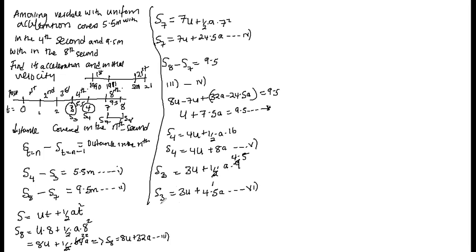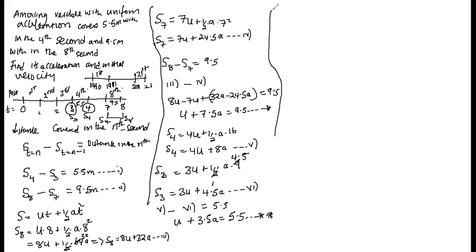So I can subtract equation 6 from equation 5. I'll get 4U minus 3U, you get 1U. 8A minus 4.5A, you get 3.5A. The difference between the two should give us 5.5. So this is 5.5, and this is my star 2. Finally, I have my 2 concrete equations to solve.